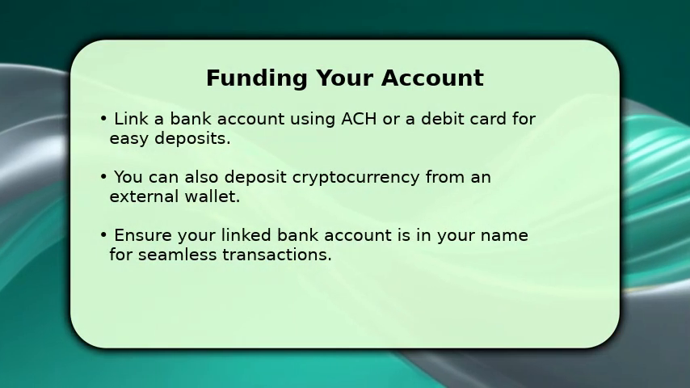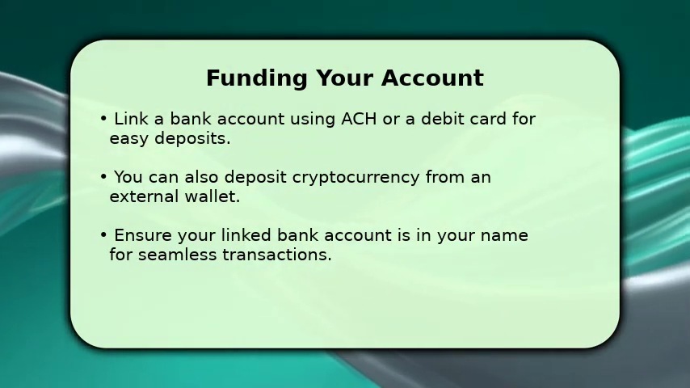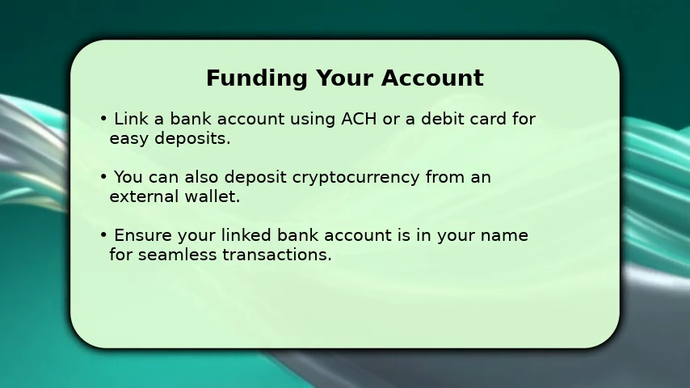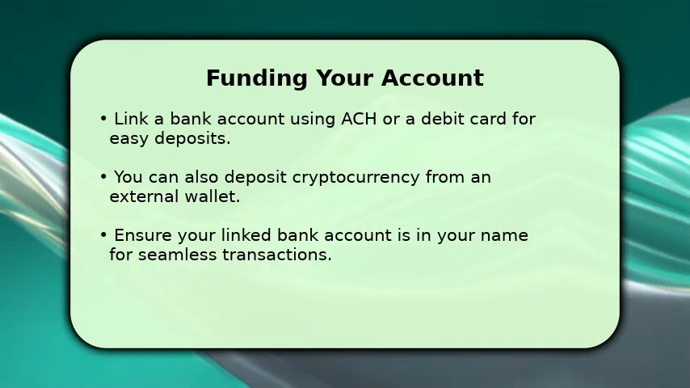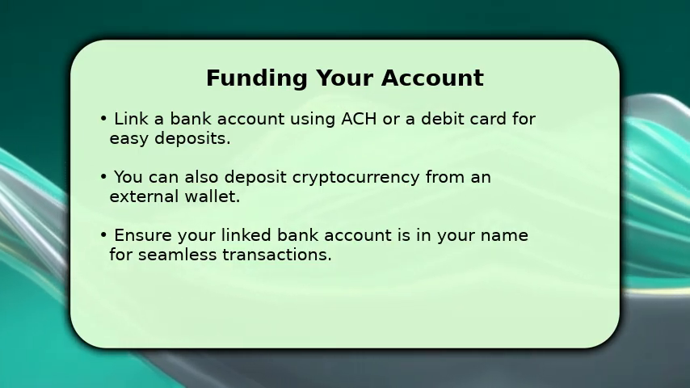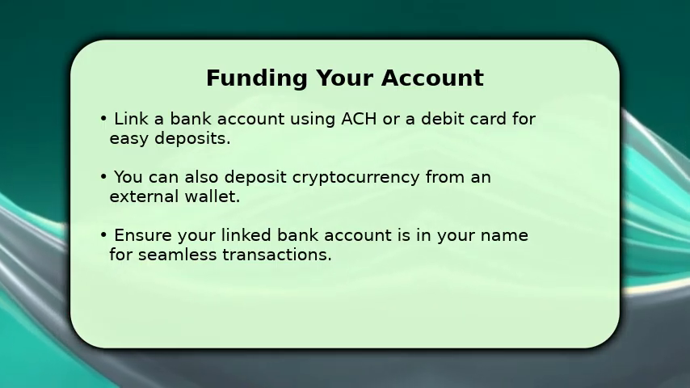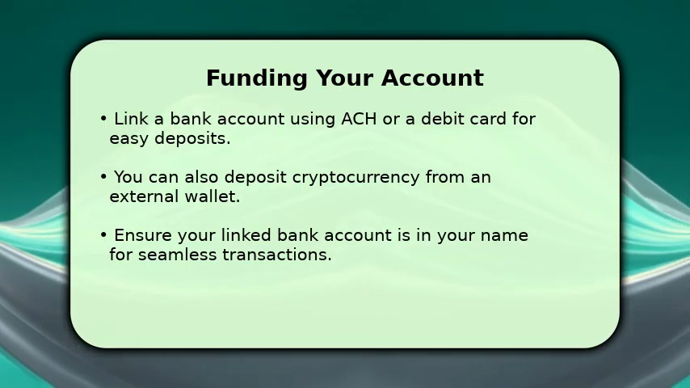Once your identity is verified, it's time to fund your account. You can link a bank account via ACH for convenient deposits or use a debit card. Alternatively, you have the option to deposit various cryptocurrencies directly from an external wallet. Always ensure your linked bank account matches the name on your Binance US profile to avoid delays. Most deposits are processed within 1 to 3 business days.